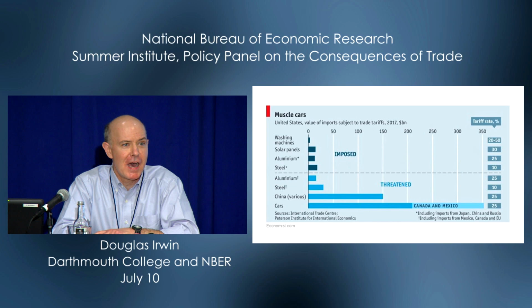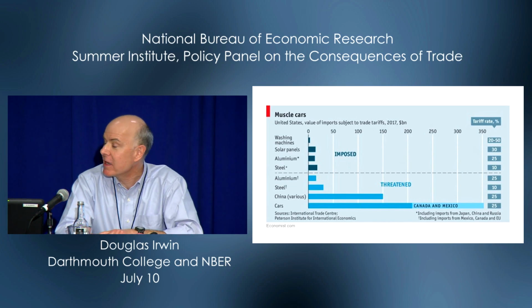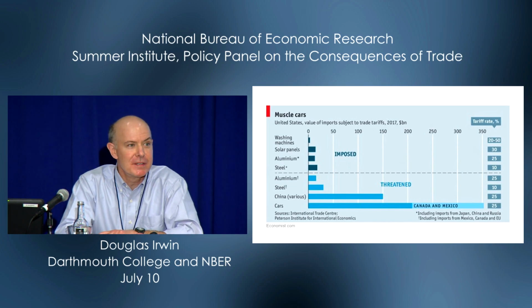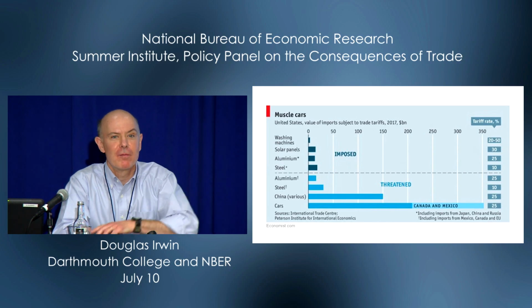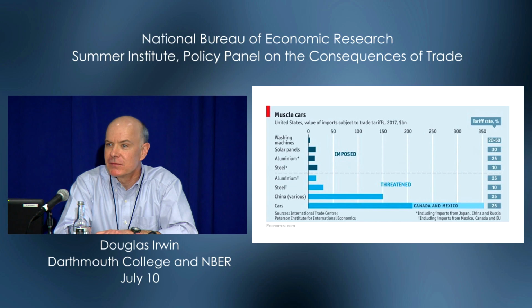This is a chart from The Economist that shows basically what Rob was talking about, some of the tariffs that have been imposed recently. It's only 2 weeks old, but it's already obsolete. And we have to move this line down from threatened to actually imposed in terms of some of the extra steel tariffs and the China tariffs.